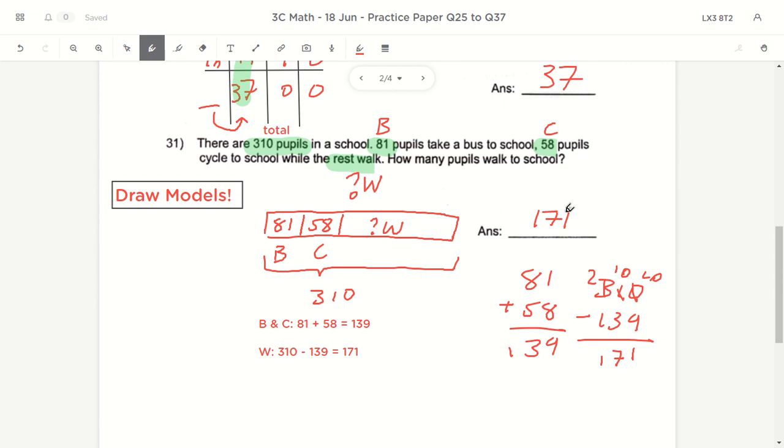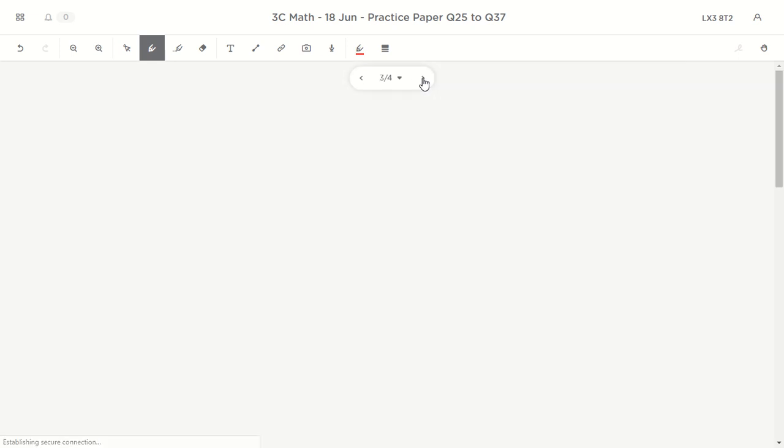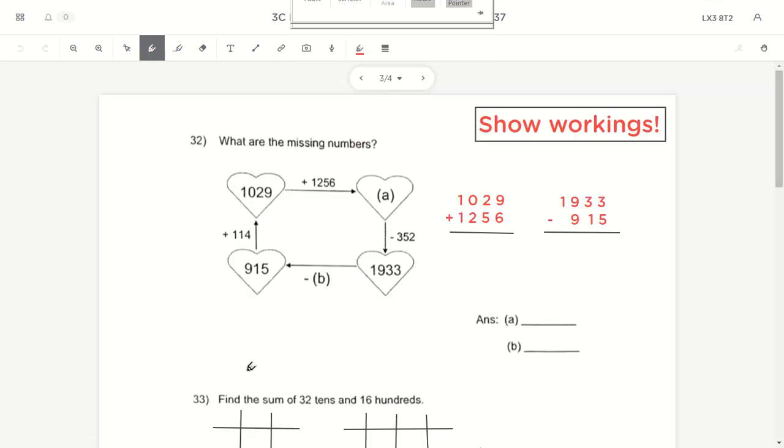Alright, so now let's go on to question 32. Okay, question 32 is also quite simple. For part A, we know that 1029 you add 1256 will give you A. So basically you just add. Let's work it out. 9 plus 6 give you 15. 1 plus 2, 3, 3 plus 5, 8. 2 over here and 2 over here. So the first one, A, will be 2285.